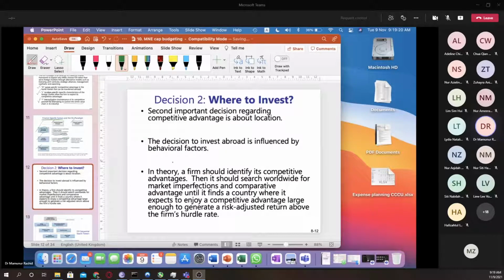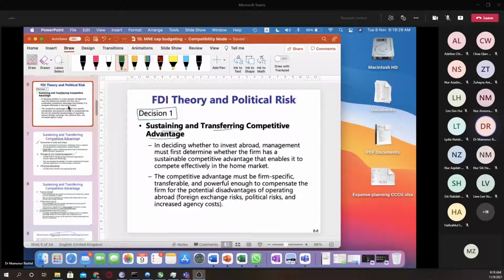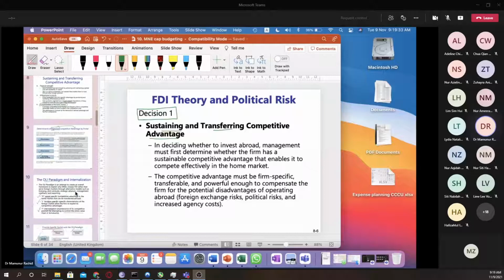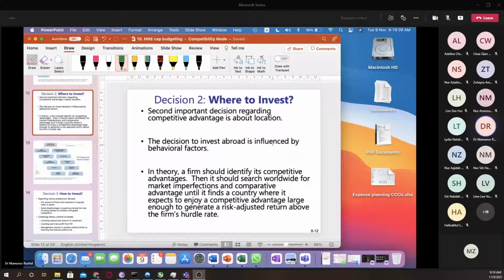Decision number 2, where to invest. Where you are going to invest, that's decision number 2. The first decision was whether you have competitive advantage and how you can sustain it. So we understood what our competitive advantage is and how we can take care of it. The second investment decision is where you are going to invest.